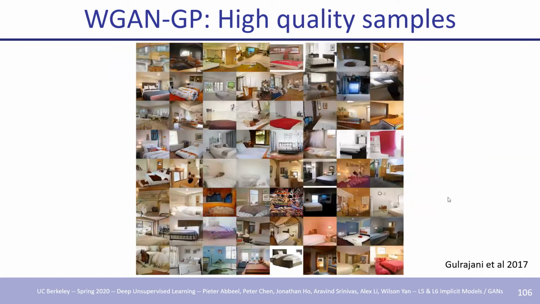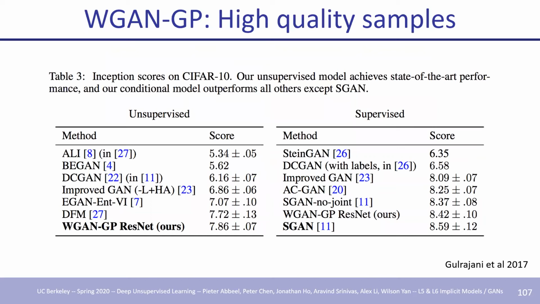And so it was able to produce more high quality images of bedrooms. I think this is for classification, or inception score, sorry. These are inception scores. It had the best inception scores using CIFAR-10 out of all of them.